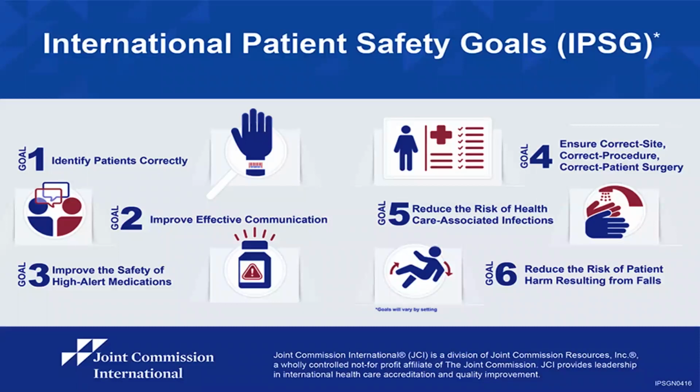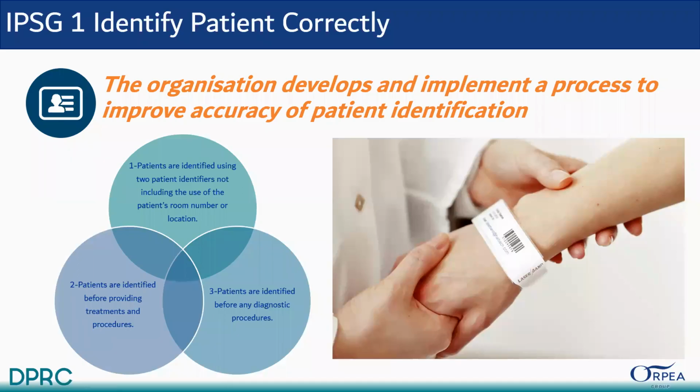International patient safety goals are one of the very important guidelines to give a safe service to the patient. As we go through the goals one by one: identify the patients correctly. We are using the patient's full name and the MRN. So we are identifying the patients correctly to protect the patient as well as the healthcare worker.